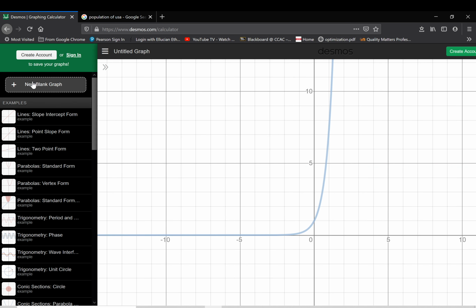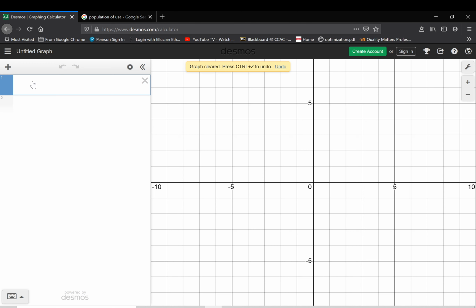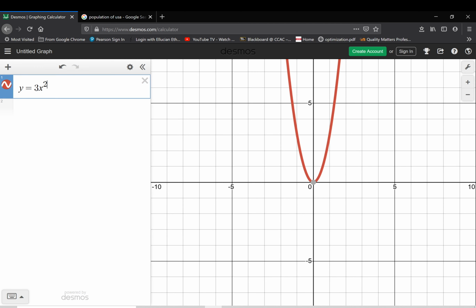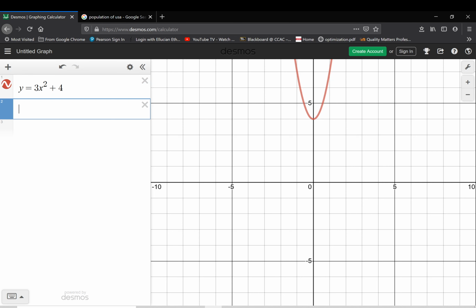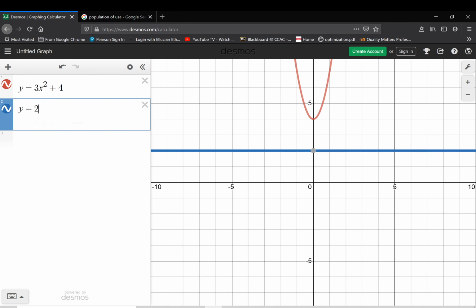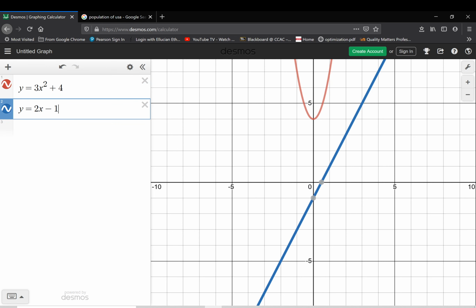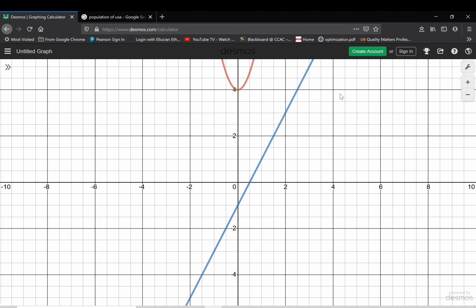I'm going to go to Desmos. So I'm going to get a new blank graph here, and I'm going to go ahead and graph these. So I get y equals 3x squared plus 4. There's my first graph. And then the second one is going to be y equals 2x minus 1. Let's clean this up a little bit here.